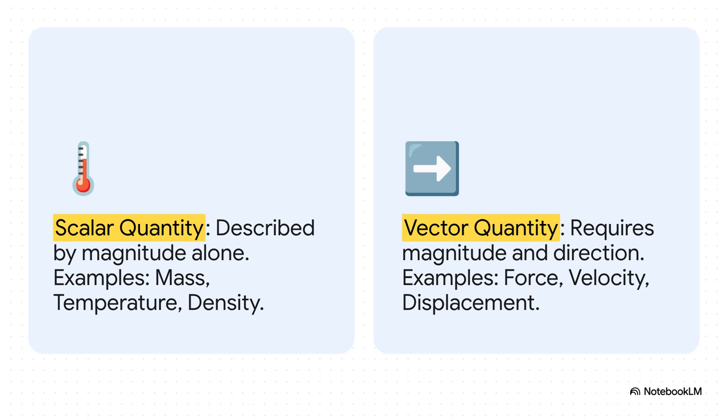So, first things first, let's get a really important distinction out of the way. Some things in our world just need a number to describe them. Think about temperature or mass. Those are called scalars. But what about something like the wind or a push? Just saying how hard you're pushing isn't enough, right? You also have to know which way you're pushing. And that combination, a magnitude and a direction, that's the heart of a vector.